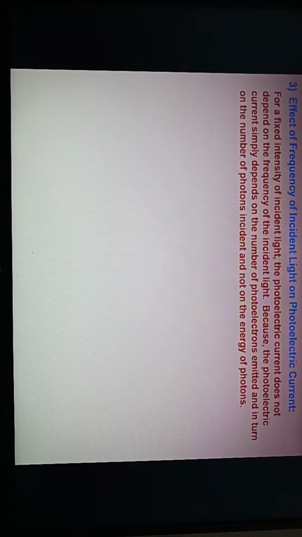Frequency is the characteristic of energy of photon, according to Planck's theory. It will provide only energy to the electron.